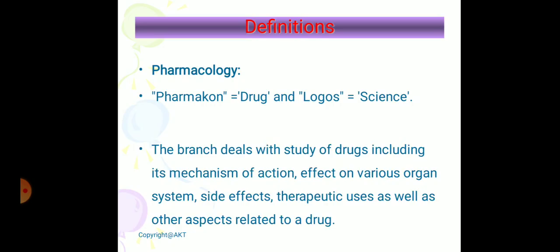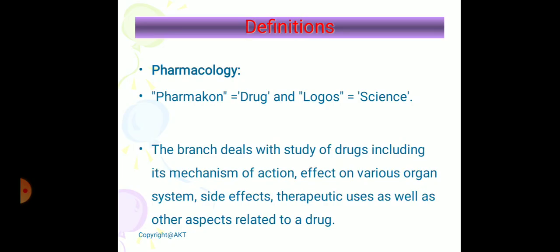That means what effect on the heart, what effect on the blood, or what effect on the GIT or the CNS, and apart from that, what side effects, unwanted effects they can produce in our body, and how they are useful for treating or reducing a particular disease condition.